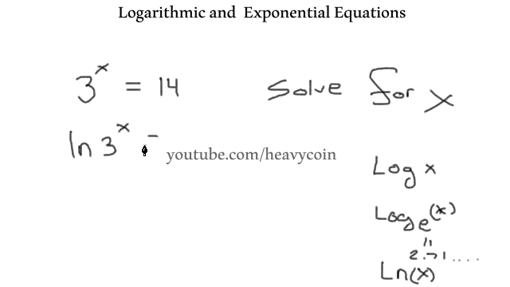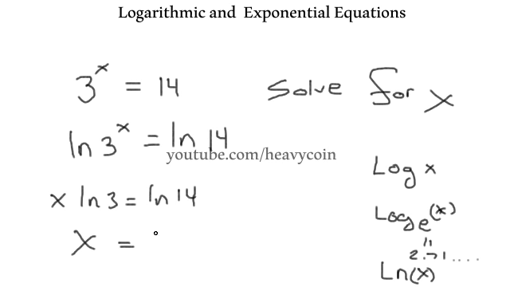So you would just simply take the natural log of both sides and take that x out front. Rewrite: x times natural log of 3 is equal to the natural log of 14, and then you're solving for x, so we have x is equal to the natural log of 14 over the natural log of 3.